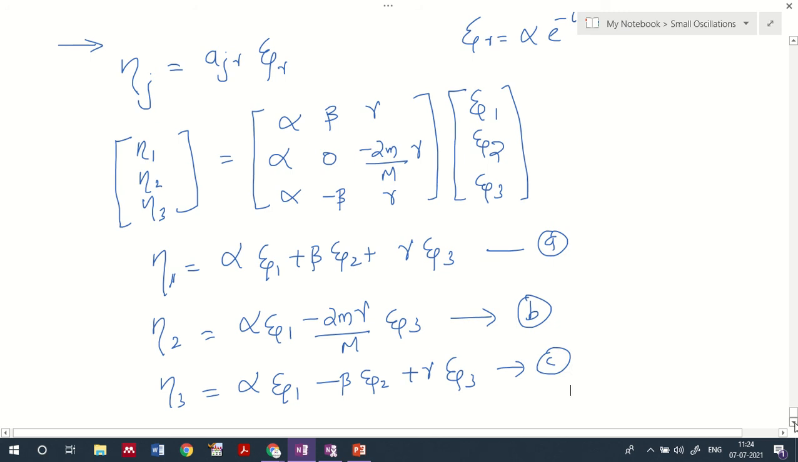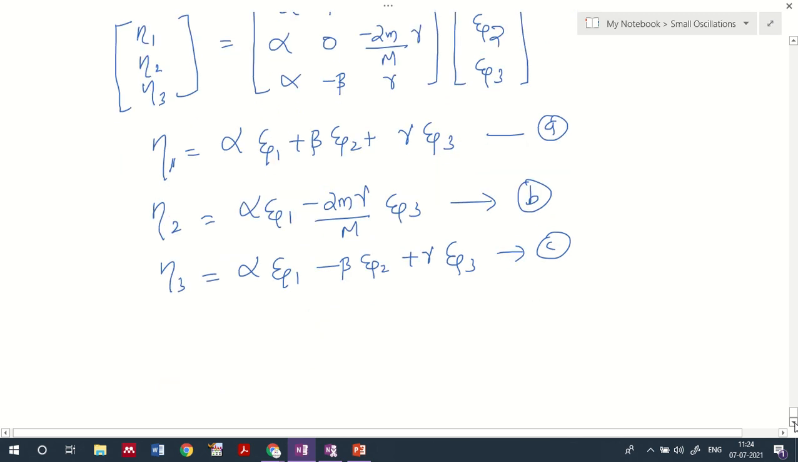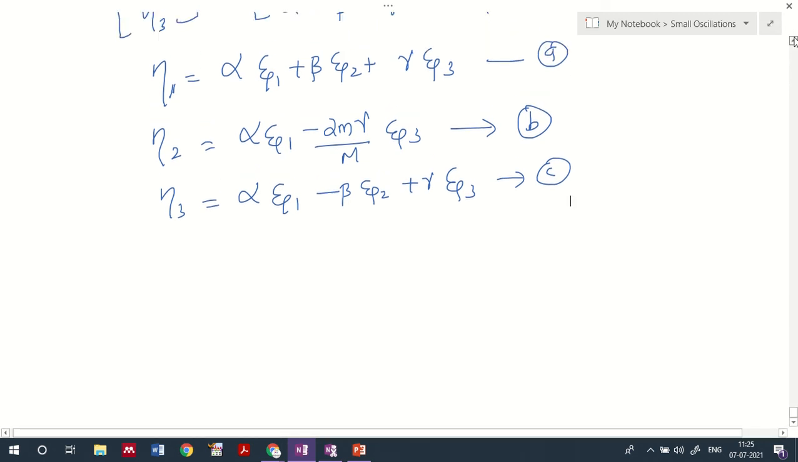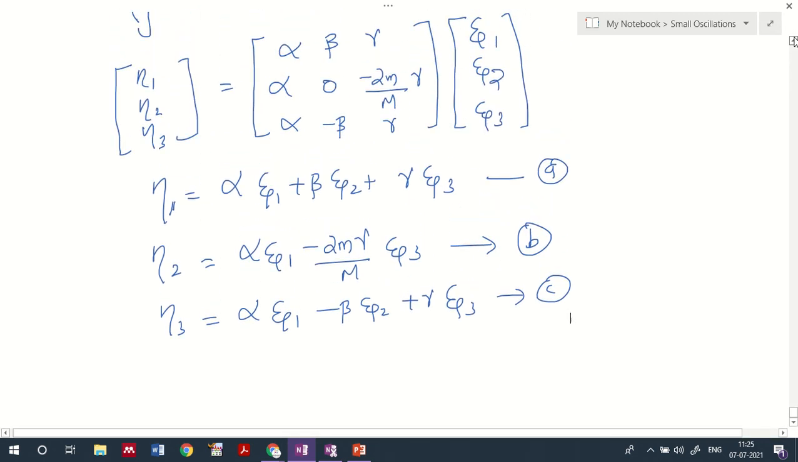So from eta j equal to ajr epsilon r, we just converted into a matrix representation. Now we equated either side of the matrix, and we get A, B, C, the three equations representing that matrix. Hope you are clear with that representation.